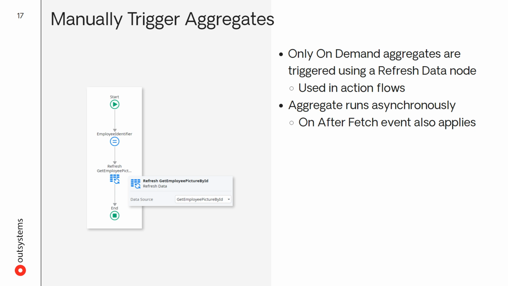Whenever the data is fetched, the screen renders again to display the new data, and the on-after-fetch event still applies. Basically, the main difference is when the aggregate runs. Other than that, the behavior is exactly the same.